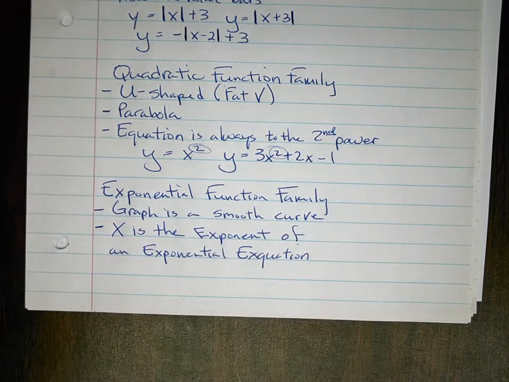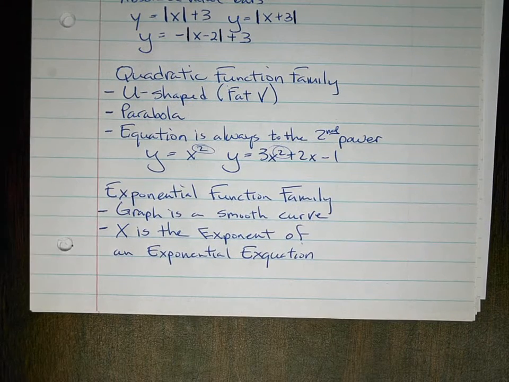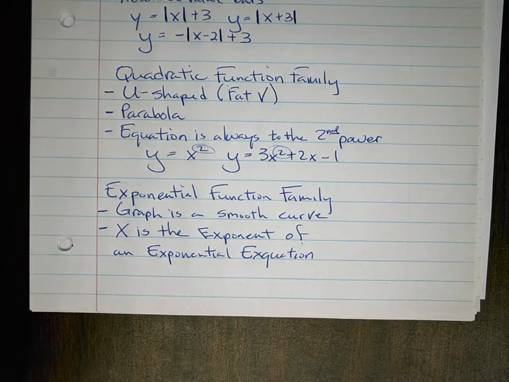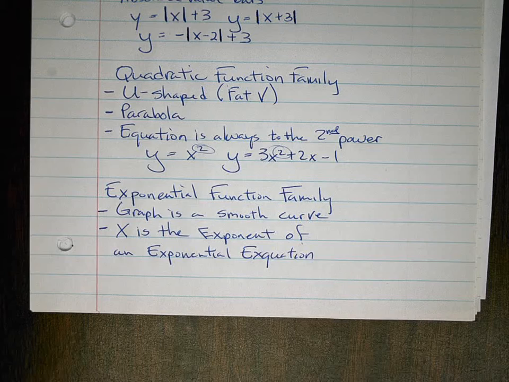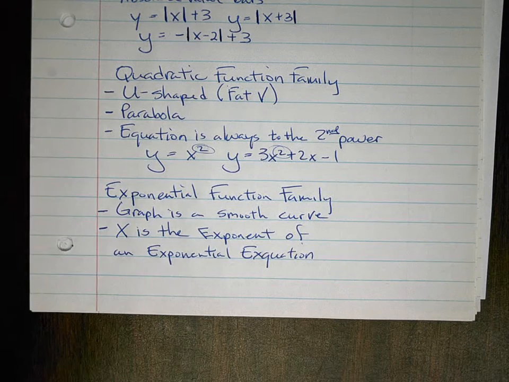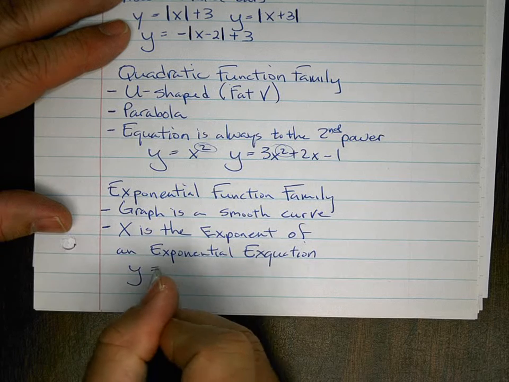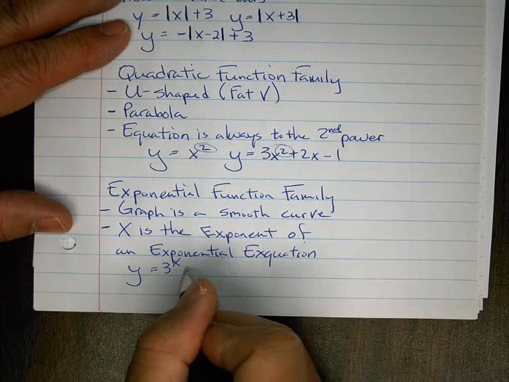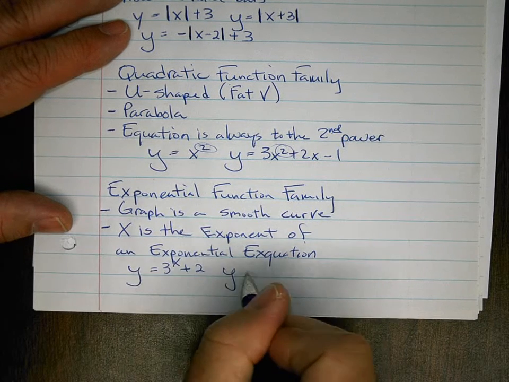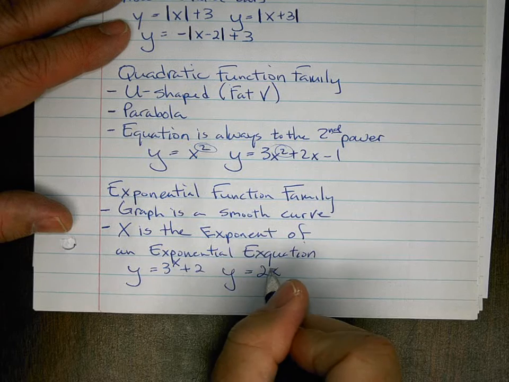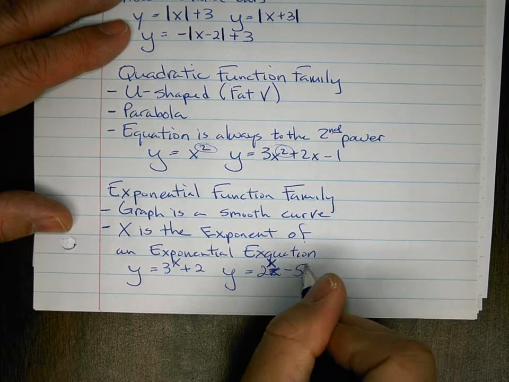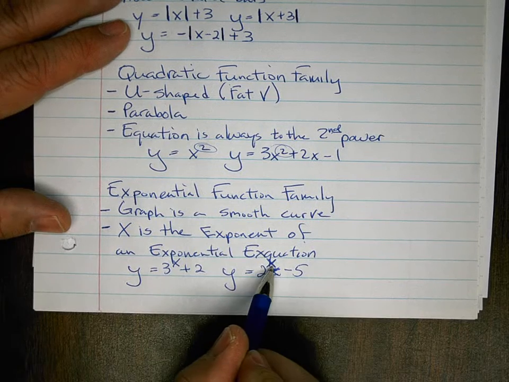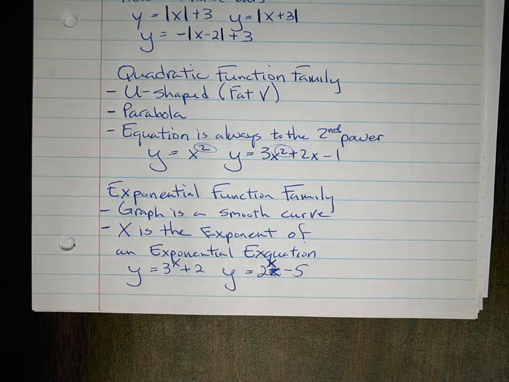You'll hear that sentence a lot in the next couple of days. X is the exponent of an exponential equation. Okay, X is the exponent of an exponential equation. So, y equals 3^x plus 2. Y equals 2^x, it's the exponent, minus 5. X is the exponent in an exponential equation.